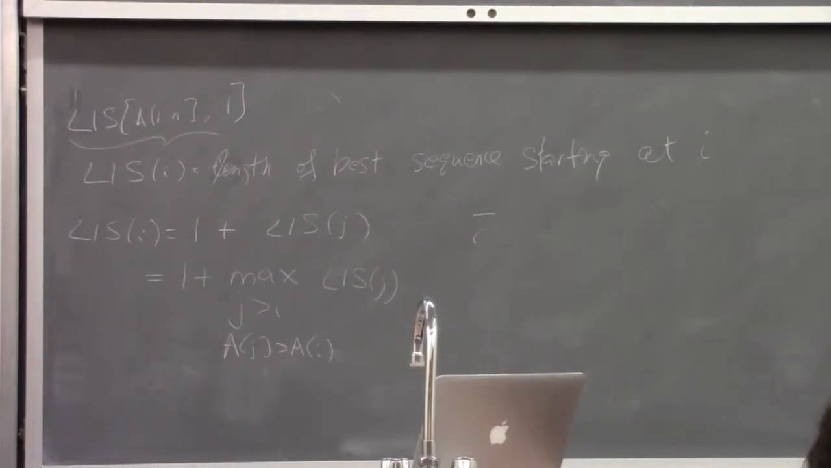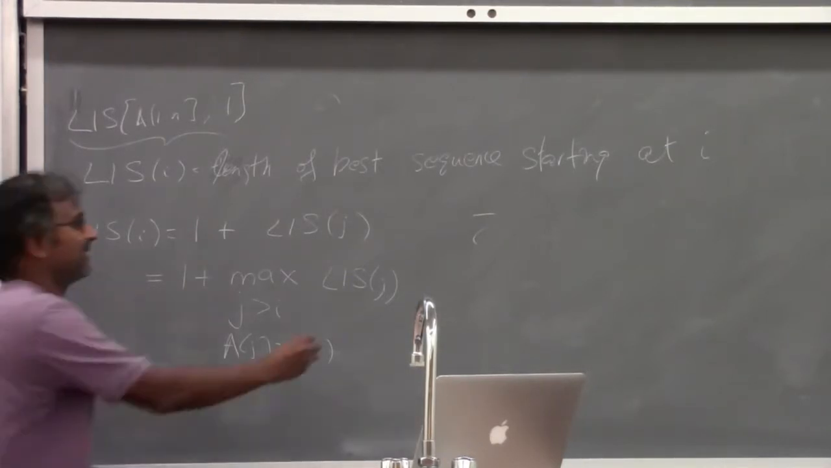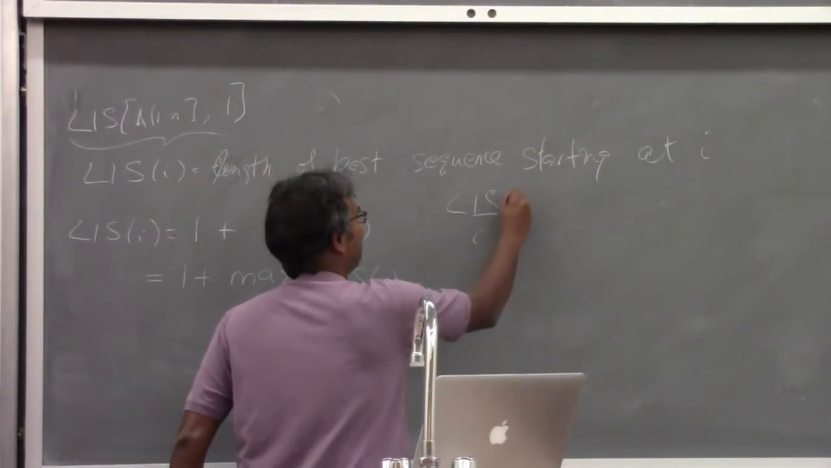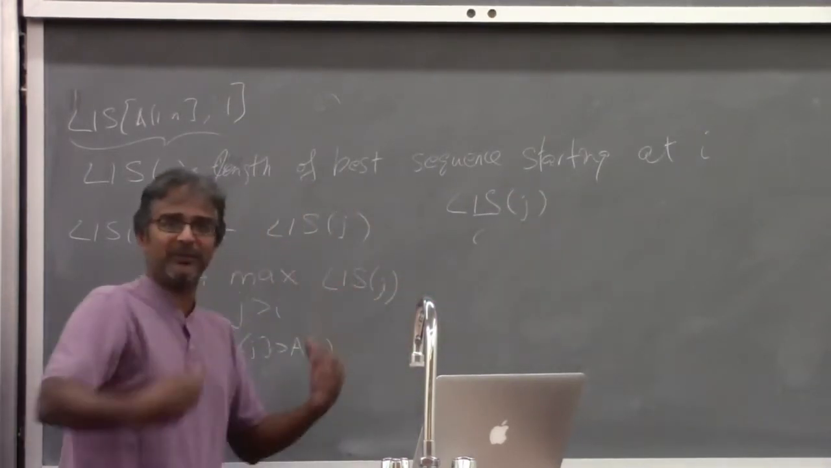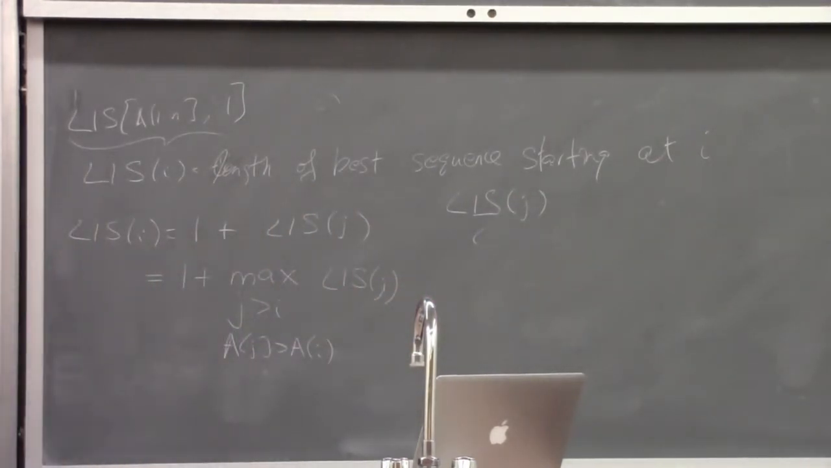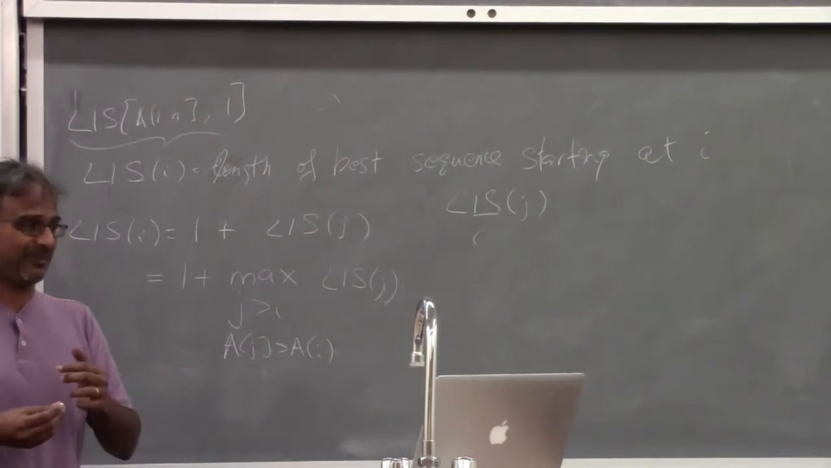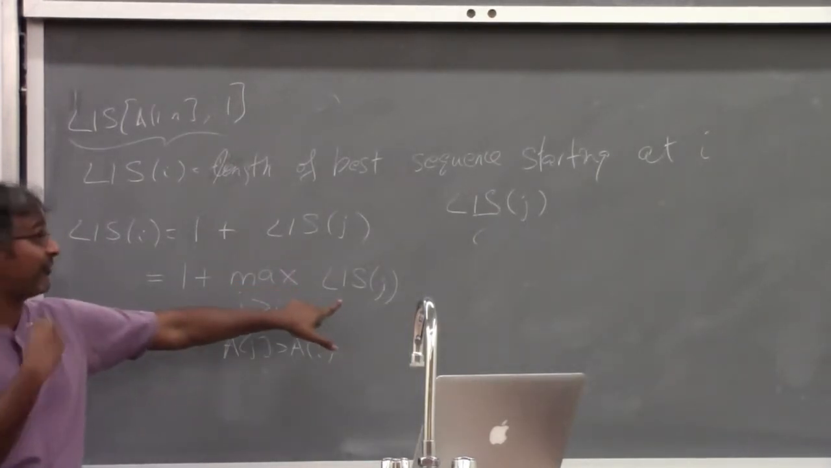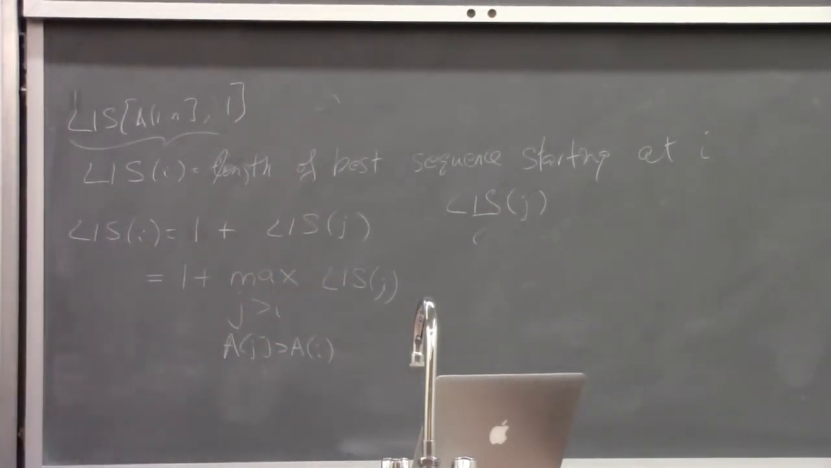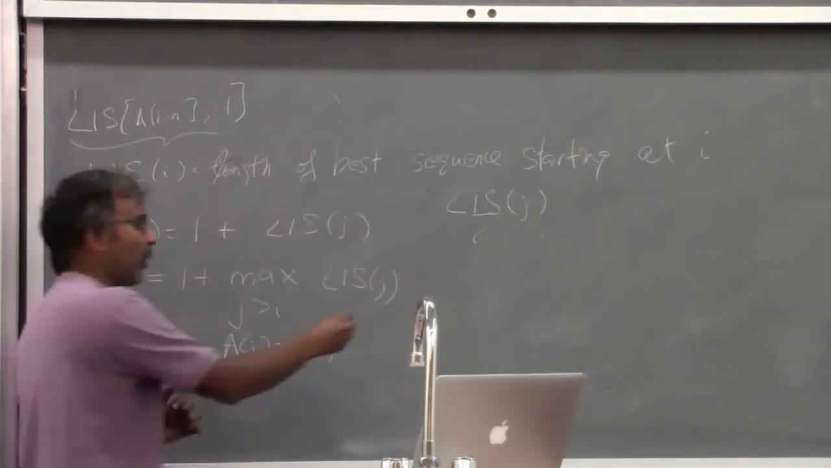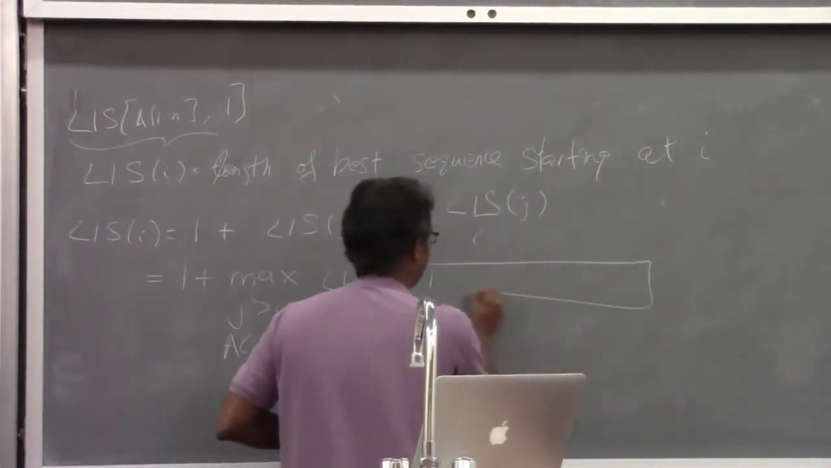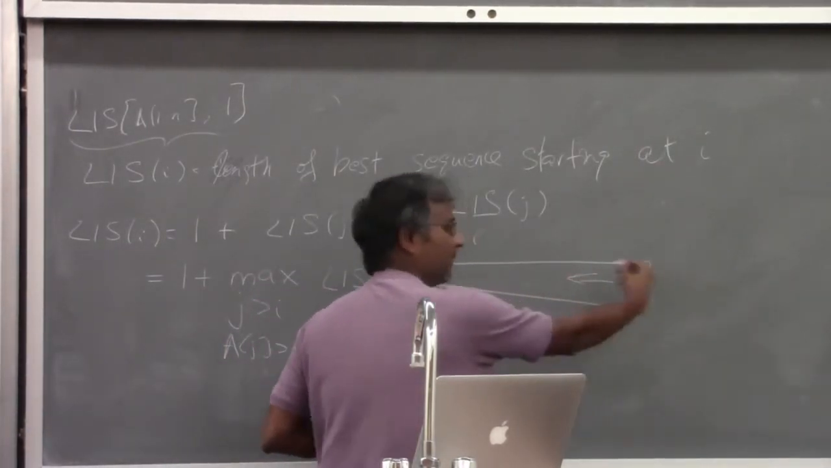How much space do you need? What is the information you have to store in a table? All you need to store is LIS of j for all j. So you need a table to do that. And how does this table fill up? It actually fills up backwards. It goes from right to left. Because the ones that are further up are the ones that are going to give you information about the ones back. So if you think of this as a table, there's this kind of flow of information going backwards like this.